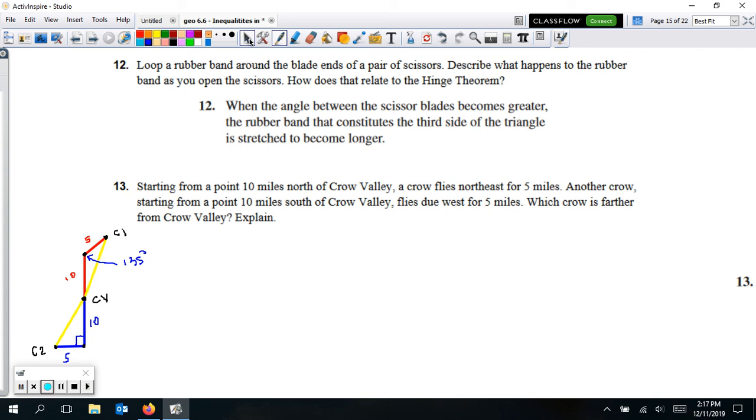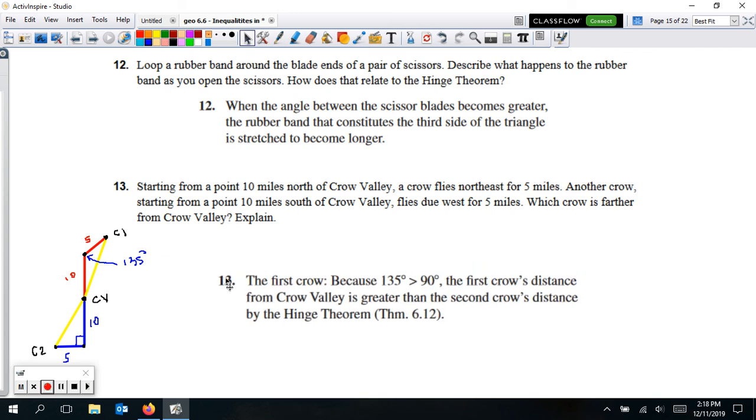So here's what this is saying. You can write down as much as you want to, but first start by saying which crow is further. Well, the first crow is further, so obviously that's what you'd put first. First crow. But why? Because it says explain. And here's why: because 135 degrees is greater than 90, the first crow's distance from Crow Valley is greater than the second crow's distance by the Hinge theorem. That's what you want to make sure you do right. The reason is all by the Hinge theorem, and that's what we want to say for that.